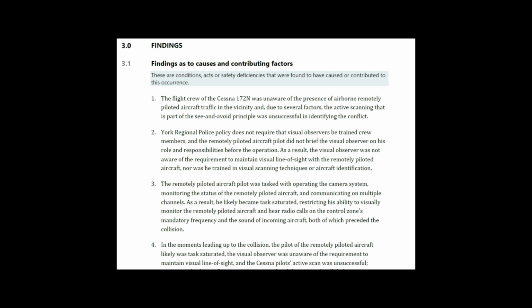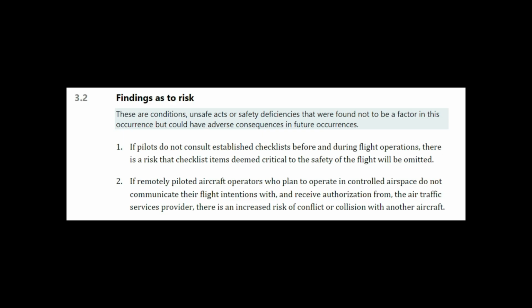to the pilot being task saturated and multiple things happening in the control zone and incoming aircraft, the pilot was unable to see and basically mitigate the impending collision. Finding 4 again points back to 3, saying that the pilot of the drone was task saturated, and then also points back that the Cessna pilot's visual scan was unsuccessful, leading to the crash.